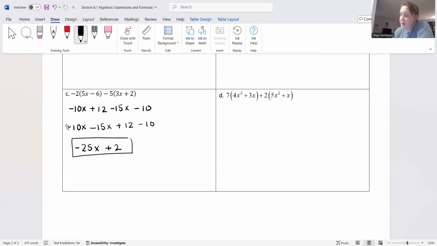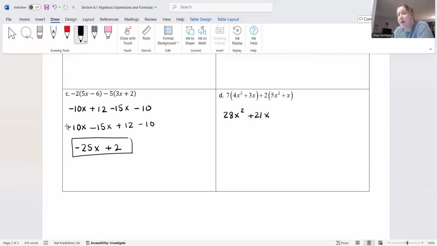So 7 times 4x squared. I just want to multiply the 7 and the 4. That would give me positive 28 and then keep the x squared. Next, I'm going to multiply 7 times 3x. So I really just multiply the 7 and the 3, which gives me 21, and then I keep the x.